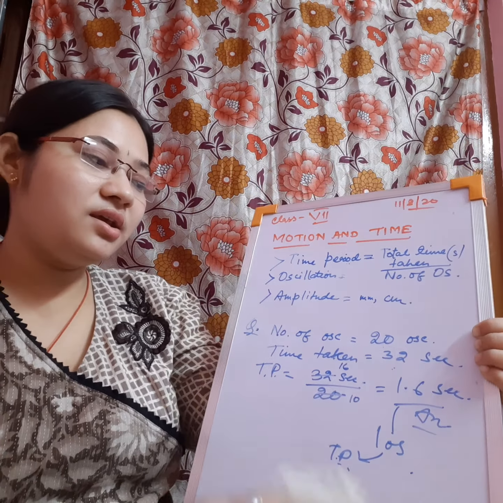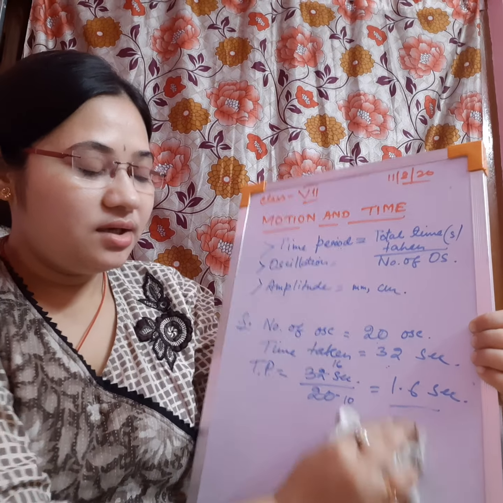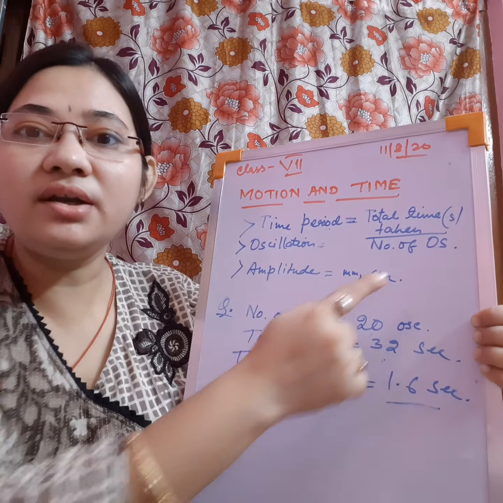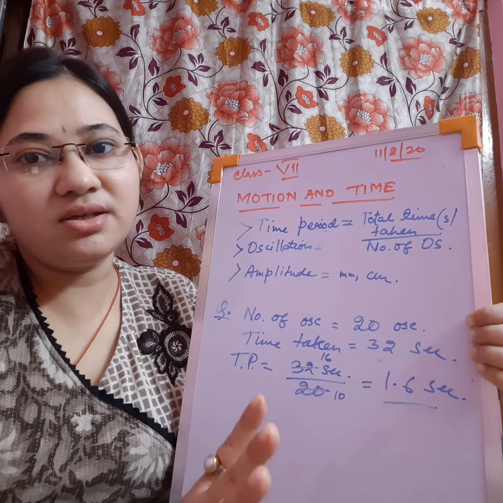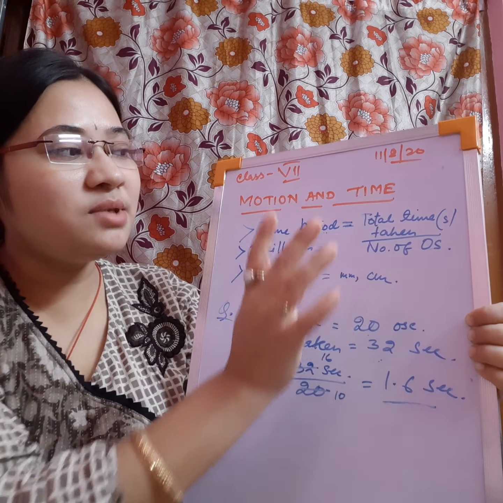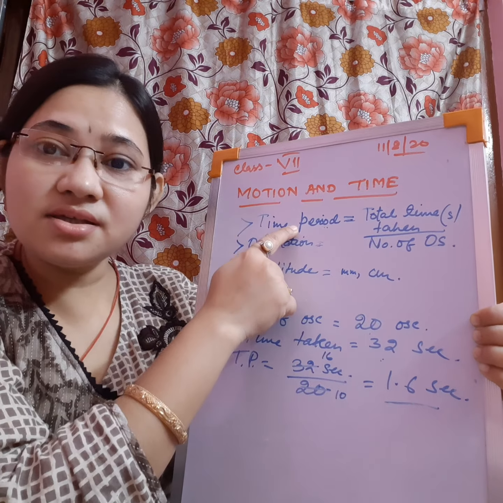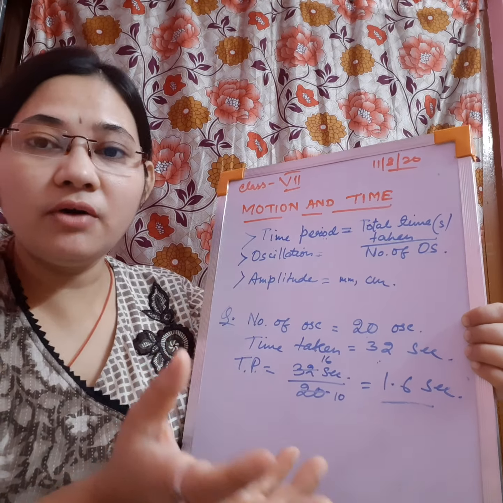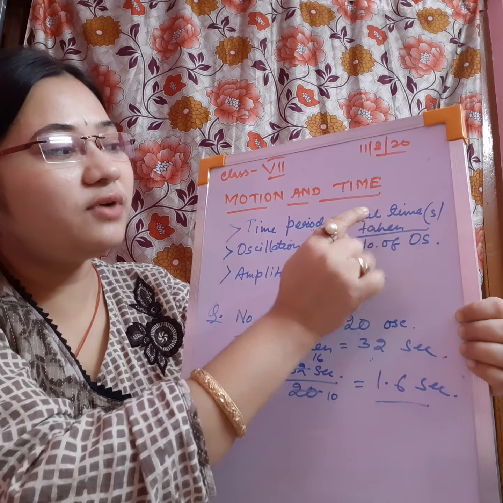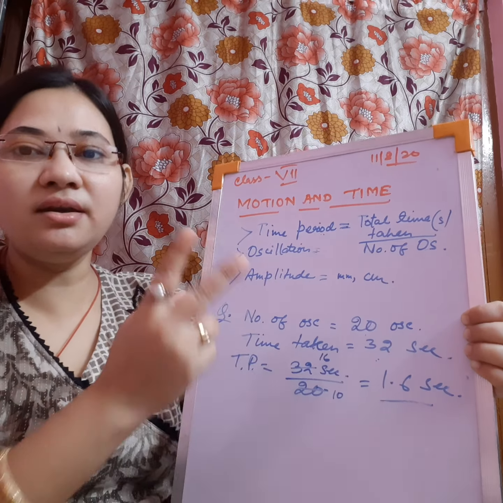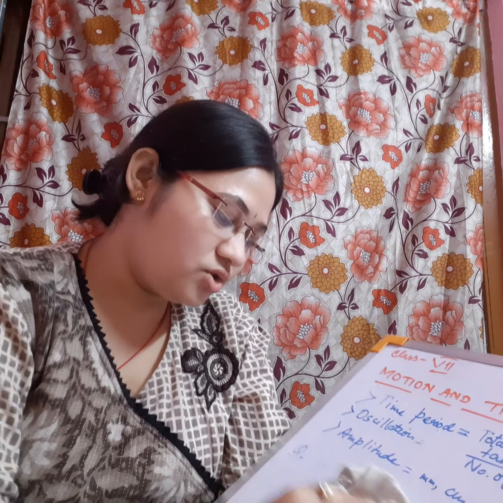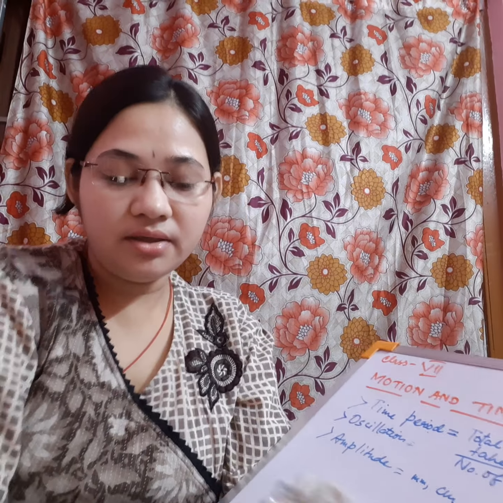So in this way we can easily calculate the time taken to complete one oscillation if the total time and the number of oscillations are given. Again, we can interchange. Suppose the total time is given and the time period is given, we can easily find the number of oscillations. We will divide the total time by the time period. These are the three variables, so if any two are given, we can easily find the third one.